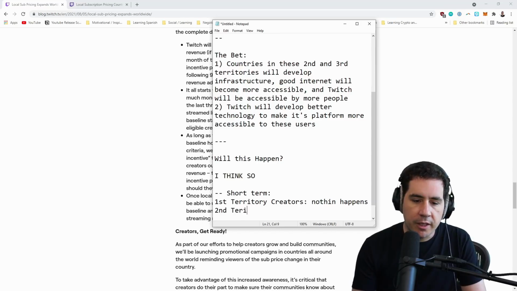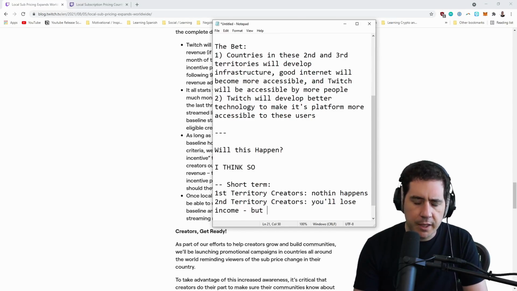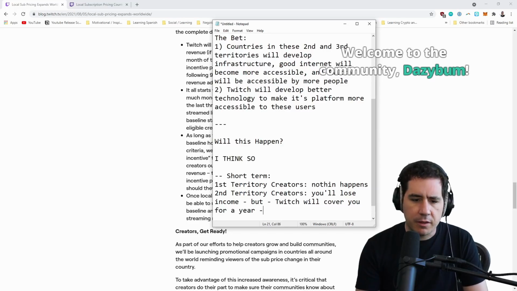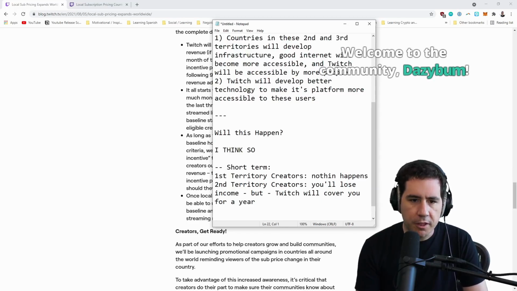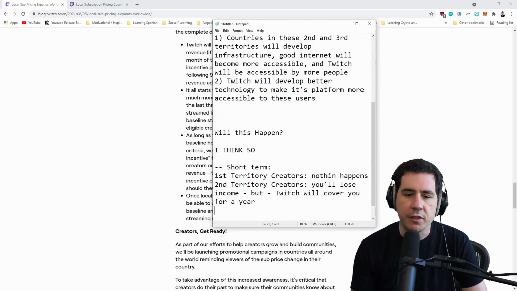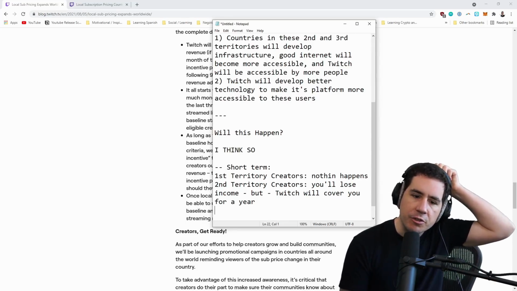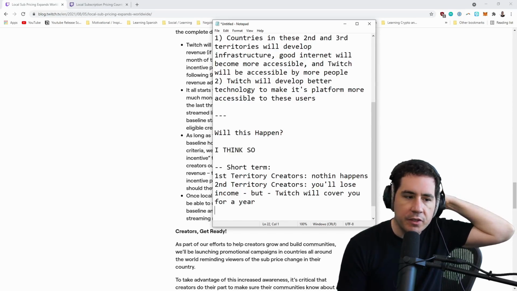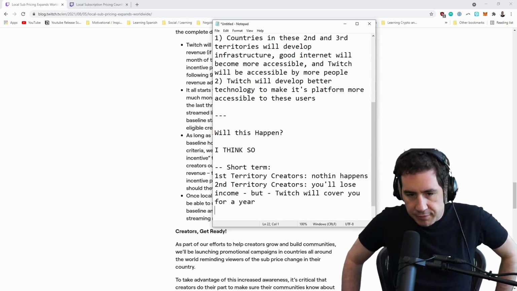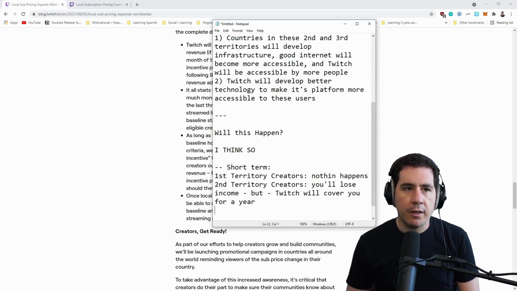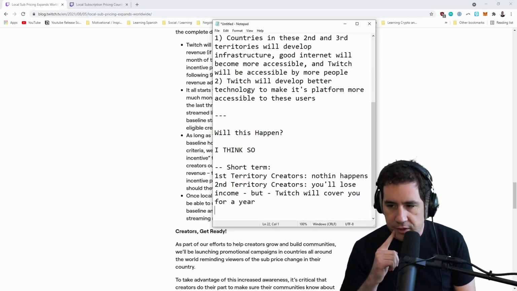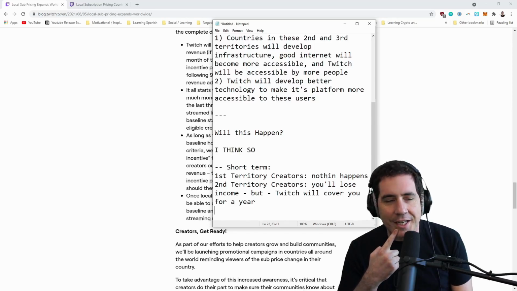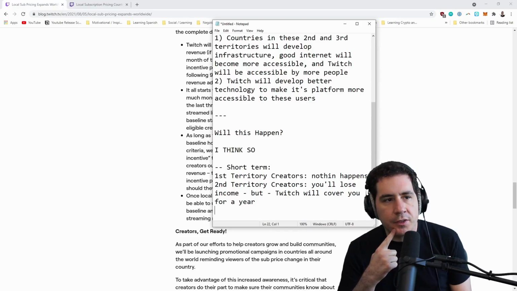Second world territory creators, you'll lose income, but Twitch will cover you for a year, and then you'll be losing income for a while until hopefully people catch up in your country and you get more people on your platform. Obviously, it's also not entirely dependent on a country's development. There are interesting implications in locally advertising here for second and third territory creators. I've made that mistake like 40 times in this talk. It's an interesting prospect: where do I advertise my broadcast?